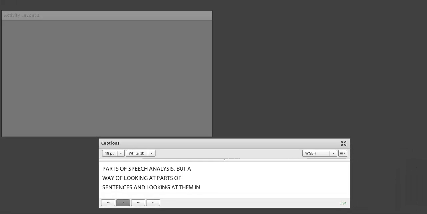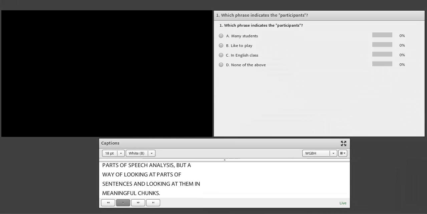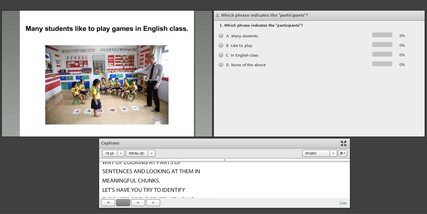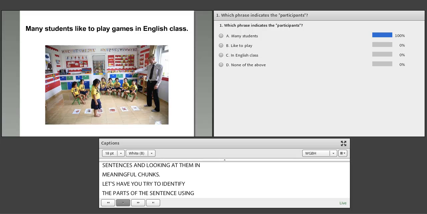Let's have you try to identify the parts of a sentence using these 3 big terms, these 3 big chunks. So here's a sentence: Many students like to play games in English class. So which phrase indicates participants? Many students, like to play, in English class, or none of the above?